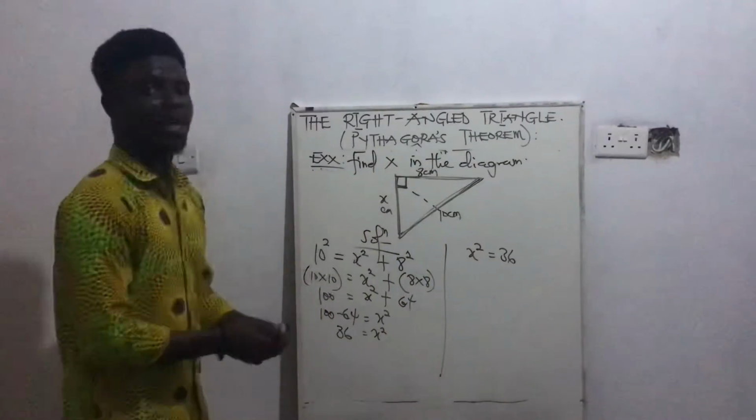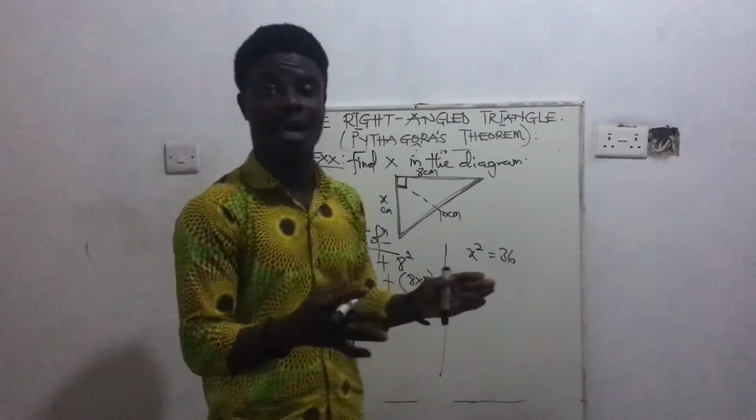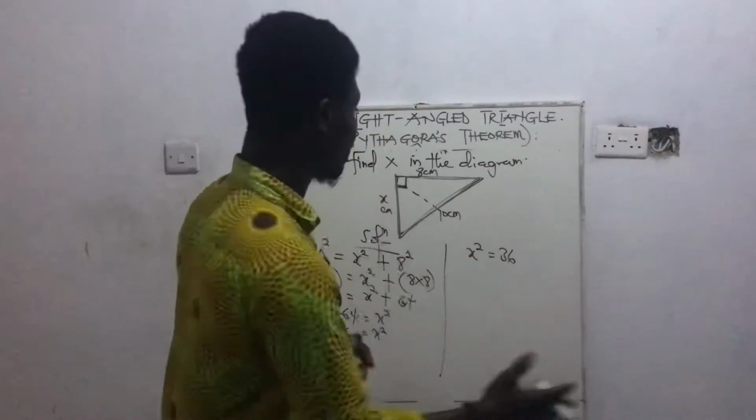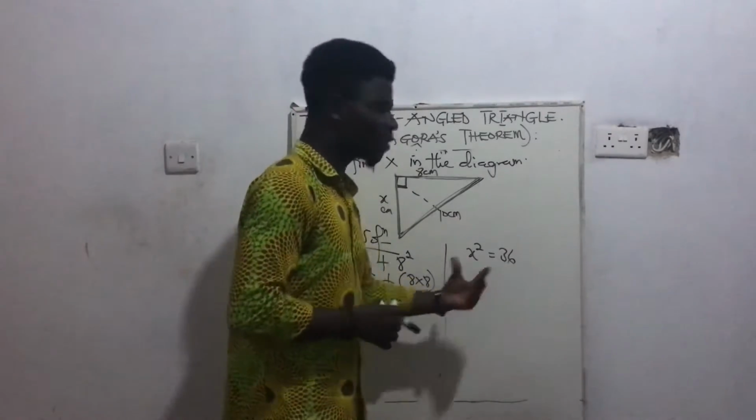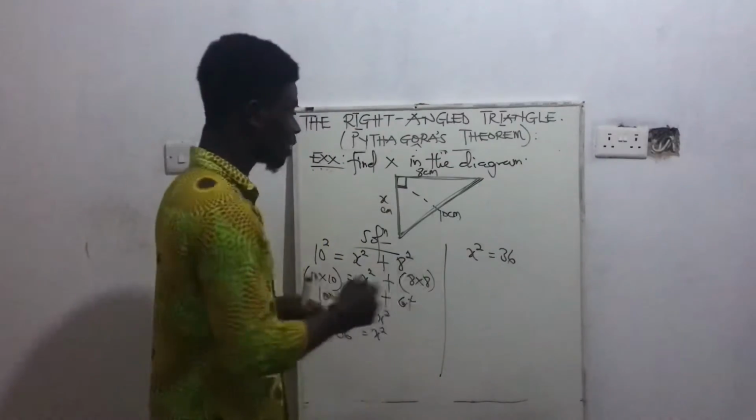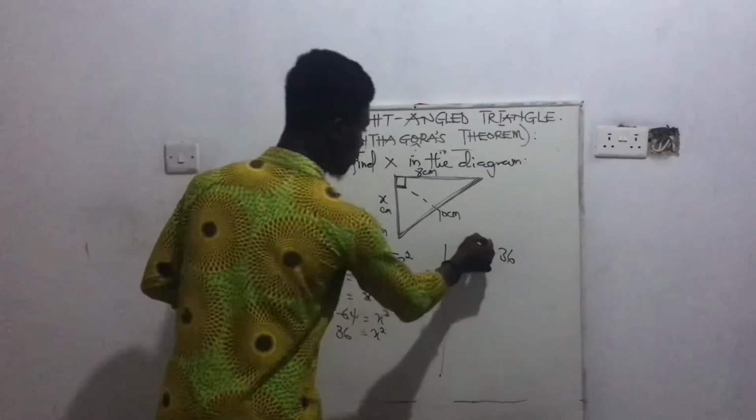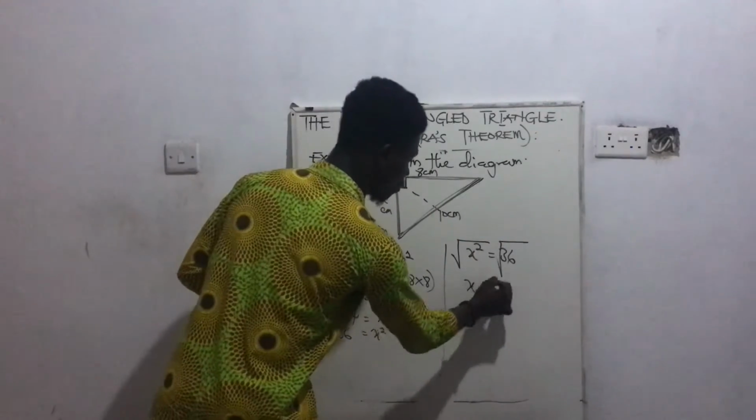It's the same thing. The left hand side is equal to the right hand side. Likewise, the right hand side is also equal to the left hand side. So now, how would I get my x? You have to take what? Square root on both sides of what? The equation. So now I have my square root. So I have x equals what?